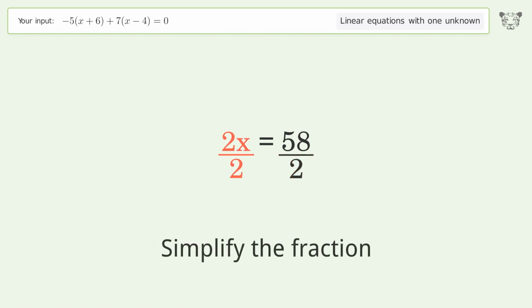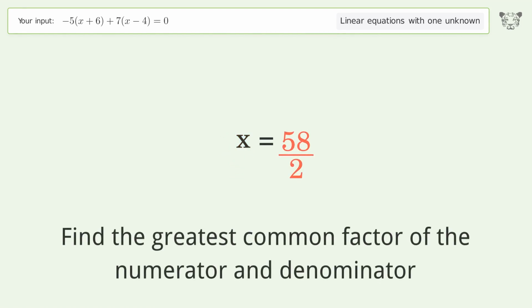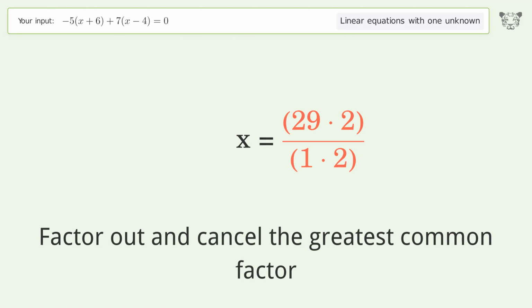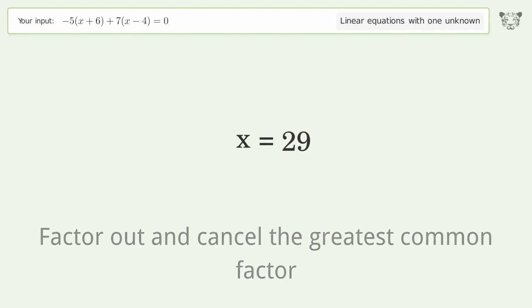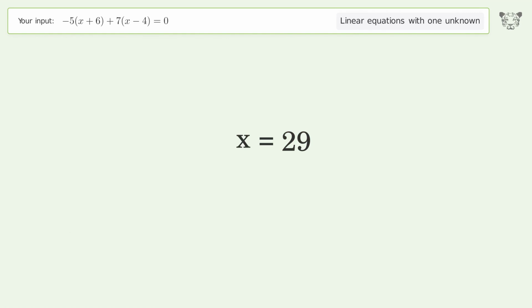Simplify the fraction. Find the greatest common factor of the numerator and denominator. Factor out and cancel the greatest common factor. And so the final result is x equals 29.